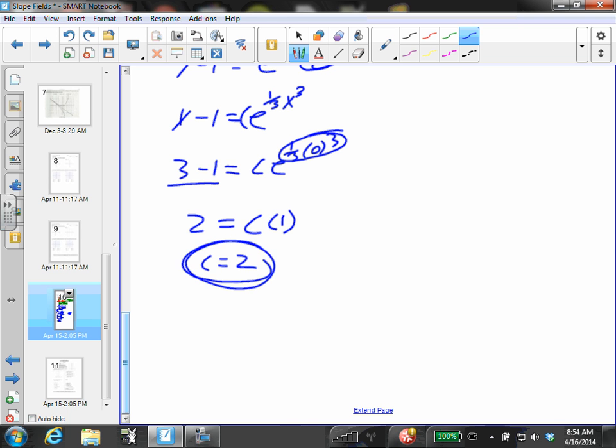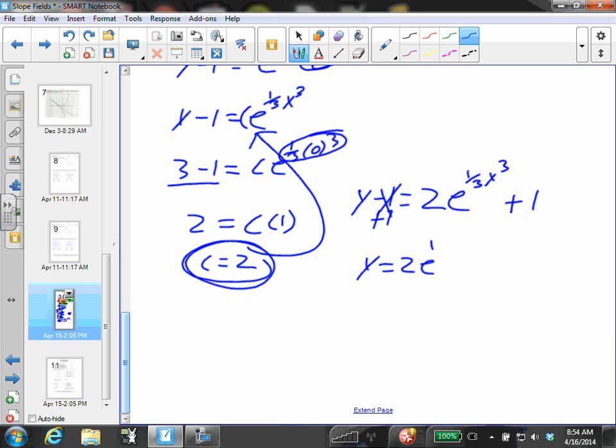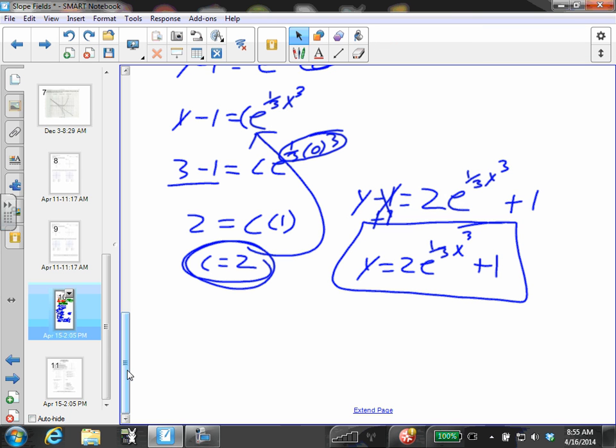Now I'm going to take that value for c and plug it in. And so y minus 1 is equal to 2 plugged in for c, e to the 1/3 x cubed. And then to get y completely by itself, I'm just going to add the 1 to each side. So y is equal to 2e to the 1/3 x cubed plus 1. And so there is the original function that they were asking us for.